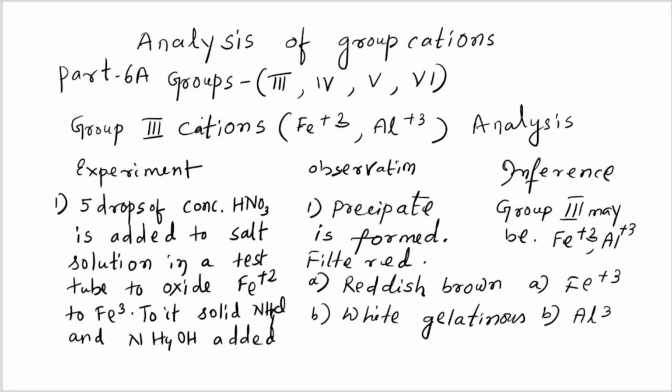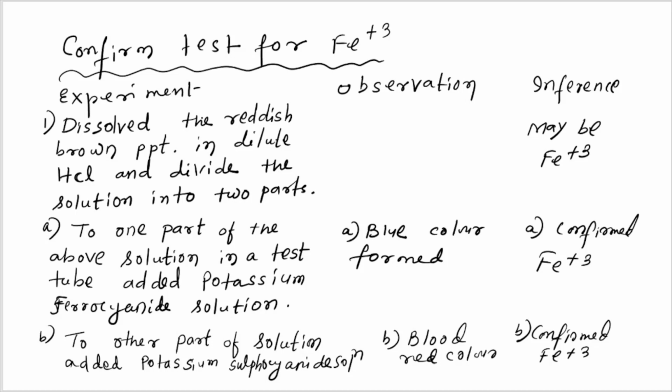Again you see, first you will add 5 drops of concentrated nitric acid because you want to oxidize Fe+2 to Fe+3. Then if any precipitate is obtained, you should observe the color of the precipitate. Reddish brown may be Fe+3, and white gelatinous is Al+3. Then we will go to the confirmatory test for Fe+3.